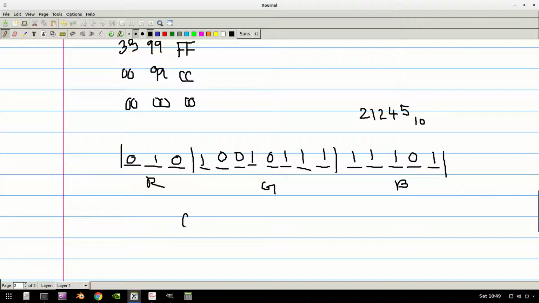So green intensity is equal to 1001 0111. It's written in binary. That's the answer. If you leave it like that, then that's fine. If you wrote it in terms of decimal, that's also fine.